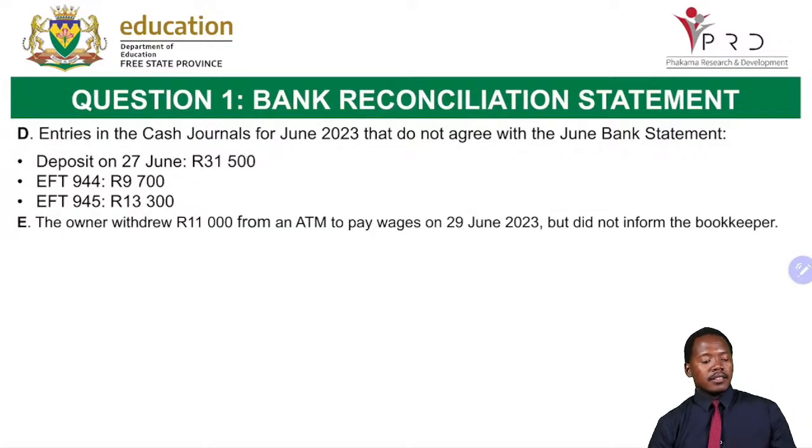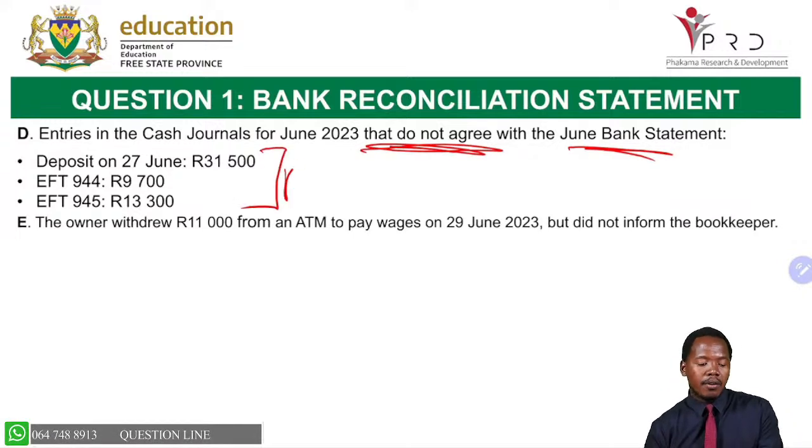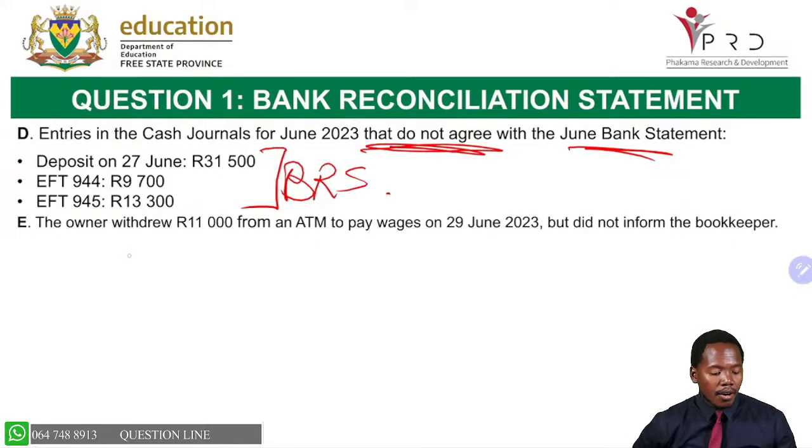Now next one, we have information D as well as E, debit, the entries in the cash journals for June 2023 that do not agree with the June bank statement. Remember, we've already stated that all of these will go to our bank reconciliation. Then information E, the owner withdrew 11,000 from an ATM to pay wages on 29th June 2023, but did not inform the bookkeeper.